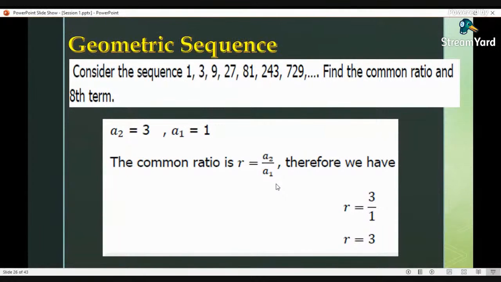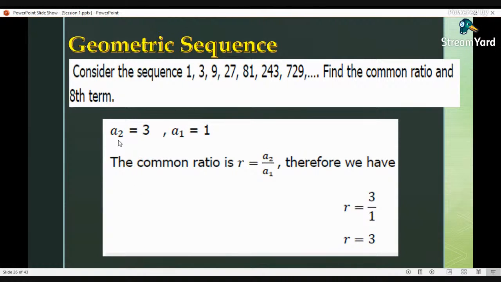Okay, we are now on geometric sequence. Consider this sequence: 1, 3, 9, 27, 81, 243, and 729. Find the common ratio and the eighth term. Take note, when we speak of the common ratio, it means the value that we multiply with the preceding number.